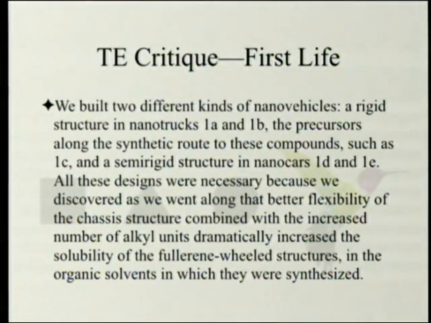We built two different kinds of nanovehicles: a rigid structure in nanotrucks 1A and 1B, the precursors along the synthetic route to these compounds, such as 1C, and a semi-rigid structure in nanocars 1D and 1E. All these designs were necessary because we discovered as we went along that better flexibility of the chassis structure combined with increased number of alkyl units dramatically increased the solubility of the fullerene wheeled structures in the organic solvents in which they were synthesized.